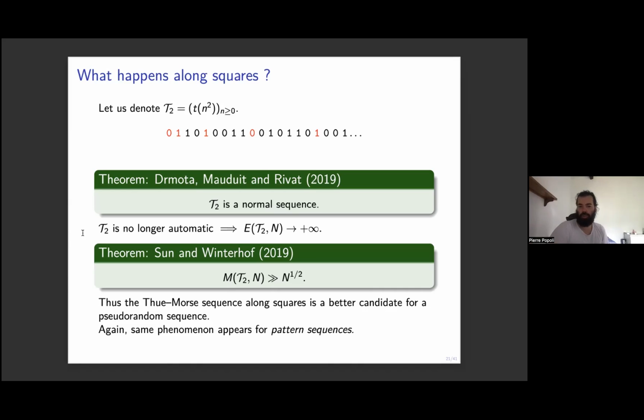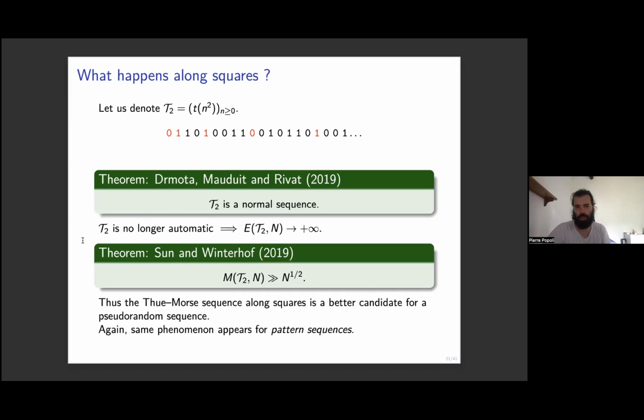And a result of Sun and Winterhof in 2019 says that the maximum order complexity is larger than square root of n, which is larger than for the classical Thue-Morse sequence. So basically, we improve all the complexity for the Thue-Morse along squares compared to the classical sequence, and you can say that this is a better candidate for a pseudo-random sequence. And again, you have the same phenomenon for the pattern sequence.